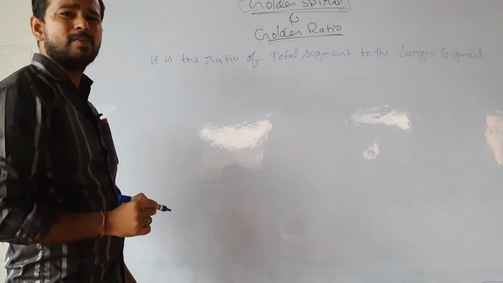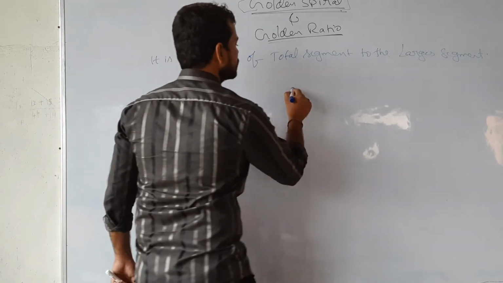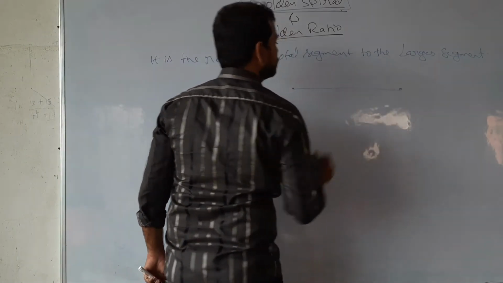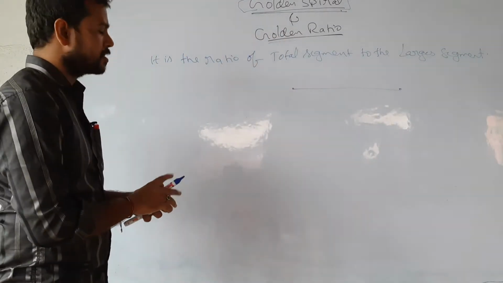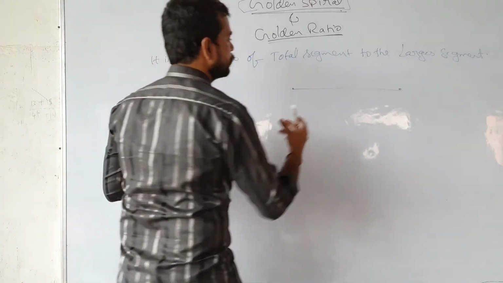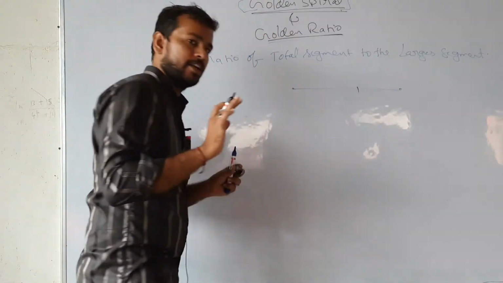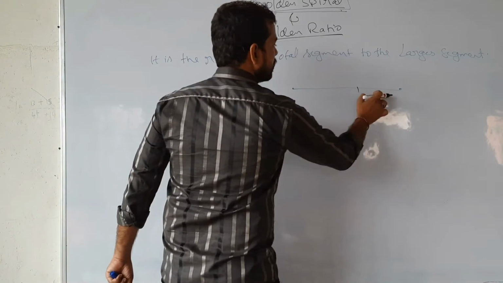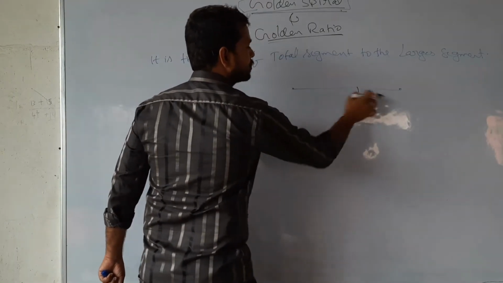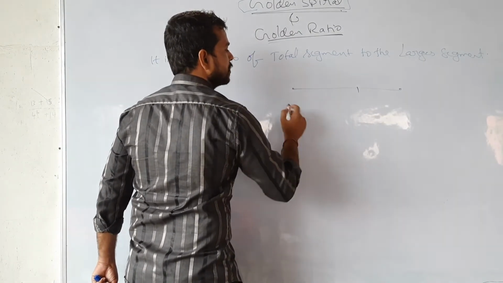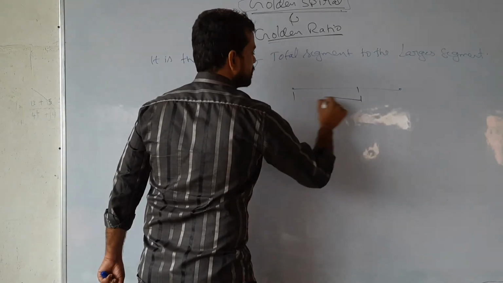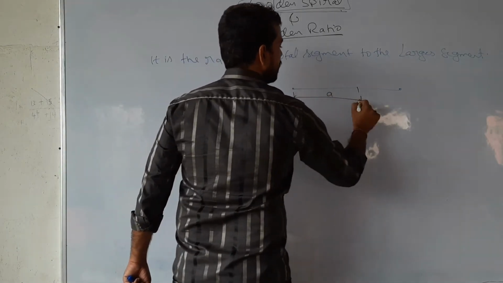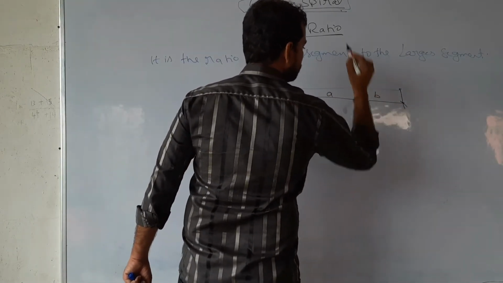So what is this total segment? What is this larger segment? Let us consider a line. A line is there. In this line I am dividing this one into two parts unequally, not equal. The two parts are unequal. Okay, so let's consider this as A and this as B.